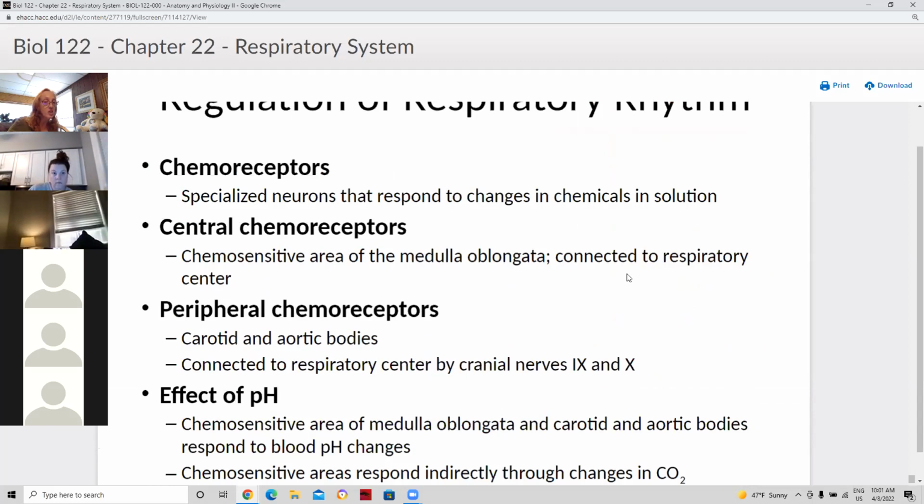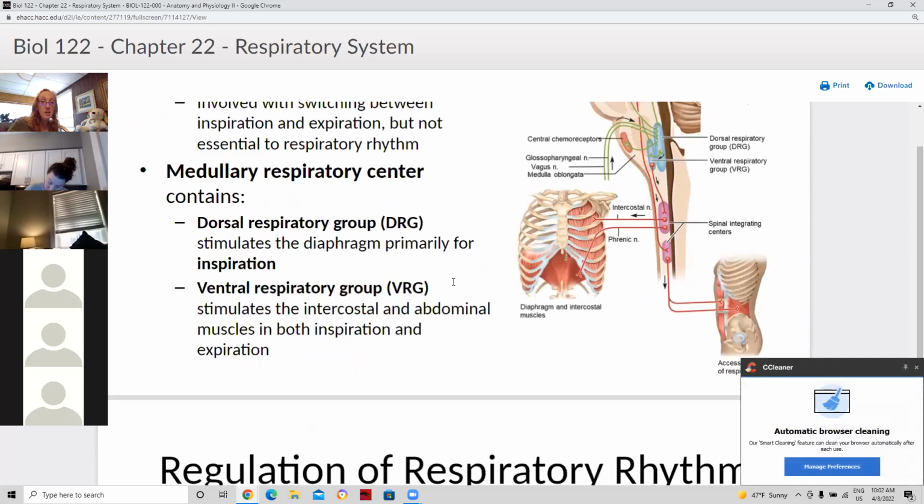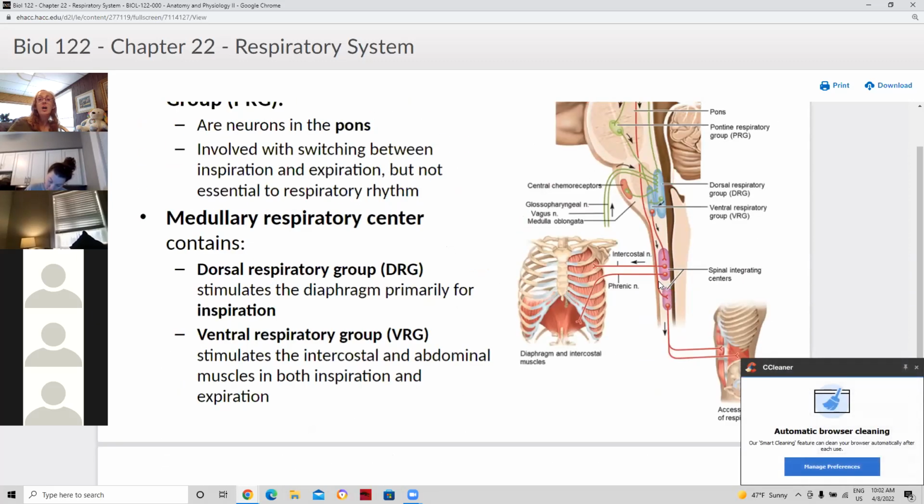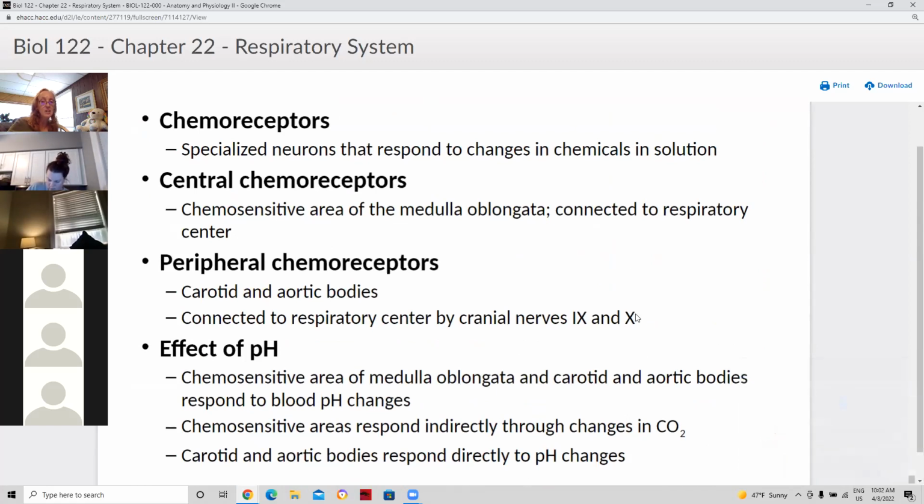Remember the carotid sinus with its receptors, and the aortic bodies, which are in the aortic arch. And these peripheral chemoreceptors are connected to the respiratory center via cranial nerves 9 and 10.